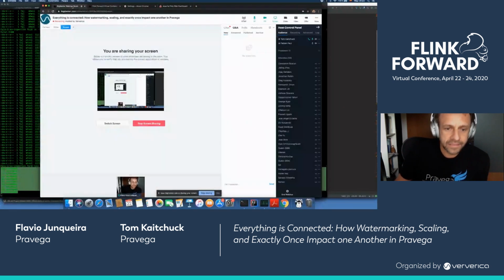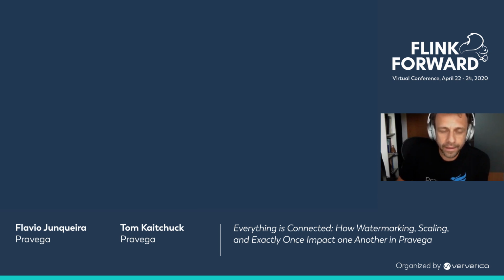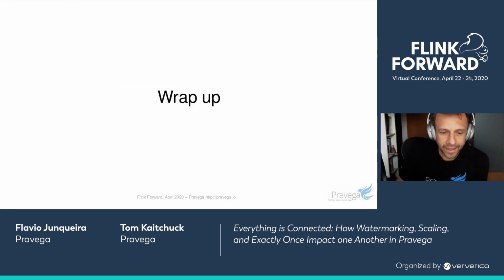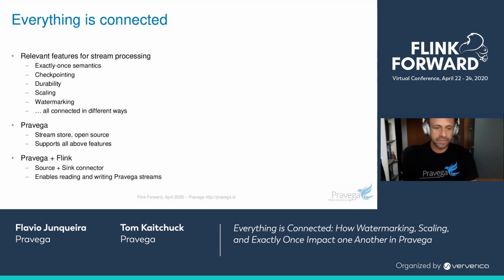Okay, so that's what I wanted to show. Let me go back to the slides. I'm ready to wrap up. So everything is connected. We talked about relevant features for stream processing: exactly-once semantics, checkpointing, durability, scaling, watermarking, and the fact that if you're trying to put all of them together in a system, they influence the design of these mechanisms. They influence each other in fundamental ways. So they are all connected.